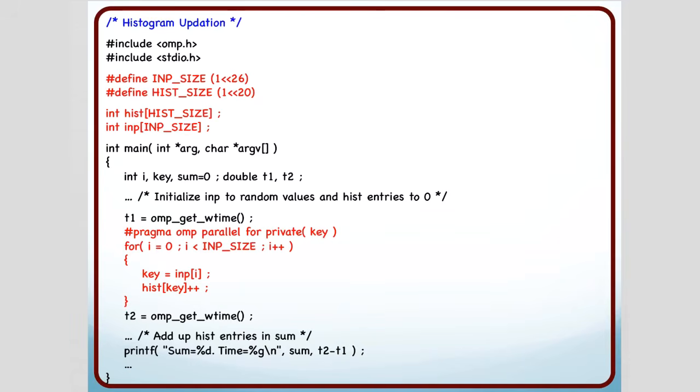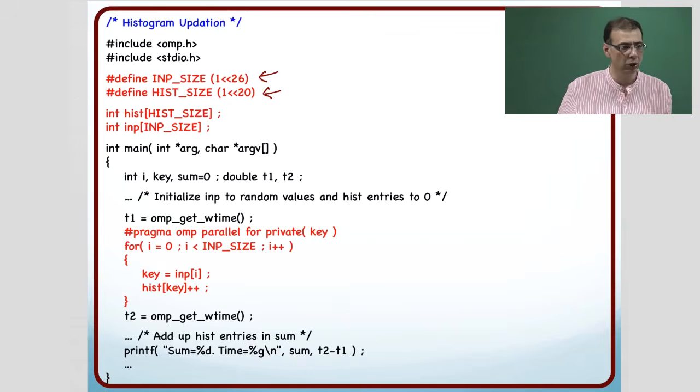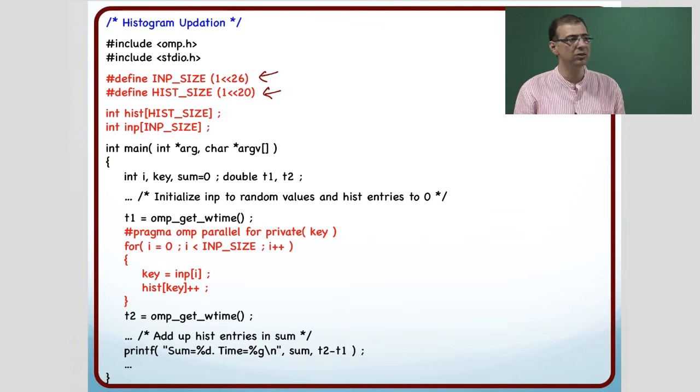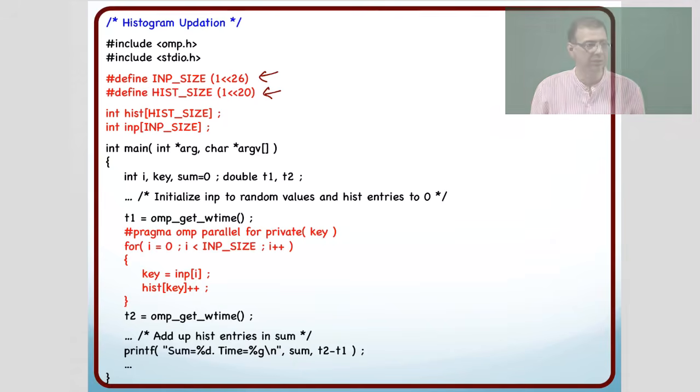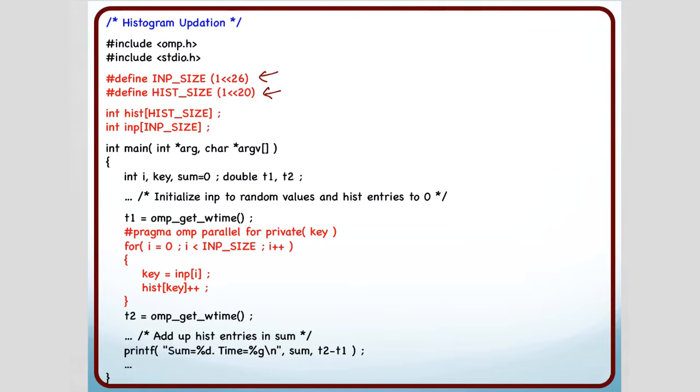So there is an input and the size of this input is 2 to the power 26, and there is a histogram which has 2 to the power 20 elements. Just think of it as you have a huge document and you're trying to count the occurrence of words. So you're trying to count how many A's appear, how many the's appear, how many times the word study appears, and so on. So think of this histogram as the words and input size as the document.